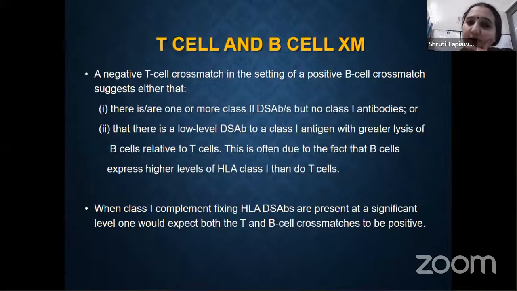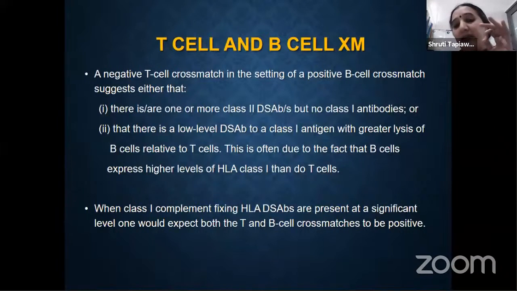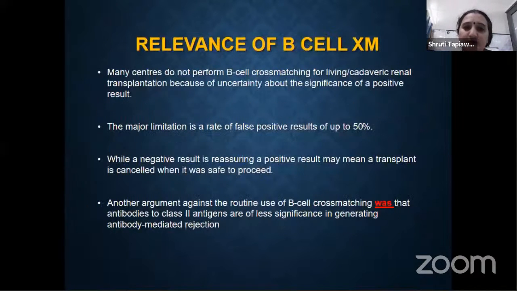A negative T cell cross-match in the setting of a positive B cell suggests that there are one or more class 2 DSA antibodies, but no class 1 antibodies. Or there is a very low level of class 1 which is not being picked up, and the greater lysis of B cells relative to T cells. So B cell cross-match cannot be neglected. When class 1 complement fixing HLA donor-specific antibodies are present at a significant level, one would expect both T cell and B cell cross matches to be positive.